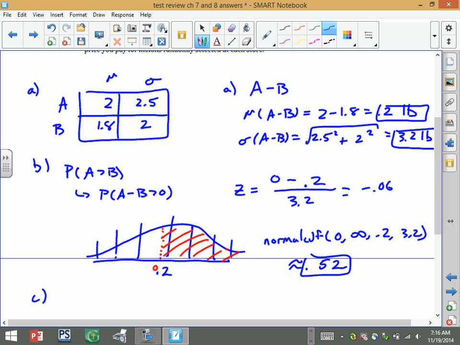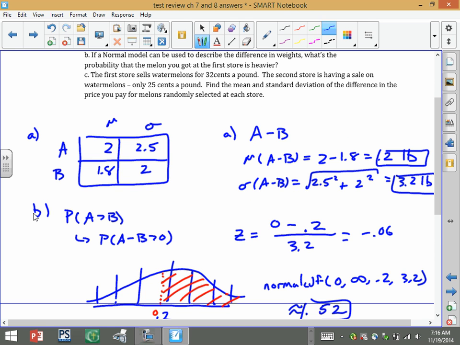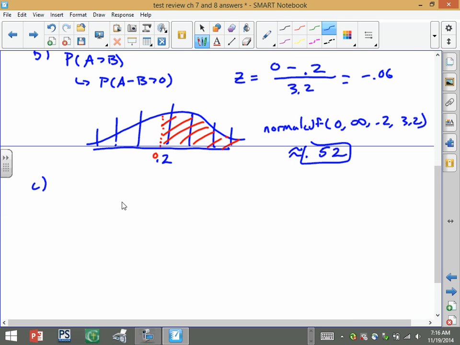And then finally for part C, the first store sells them at 32 cents a pound, the second store only 25 cents a pound. So find the mean and standard deviation, the difference in price. So what we're going to have to do is make a quick conversion. So in other words, we need to multiply everything in the first store by 0.32 and everything in the second store by 0.25.